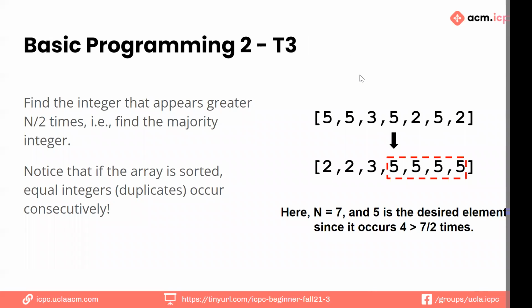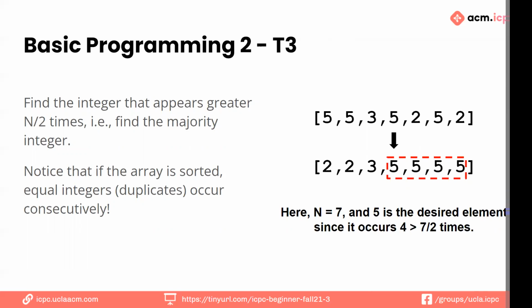And then the third task is asking you to find the integer that appears greater than n over 2 times. So essentially, the number that dominates this array, or the majority element of this array. Notice that if the array is sorted, again, we want to use the same discovery we made for the last task. Duplicate numbers always appear side by side.